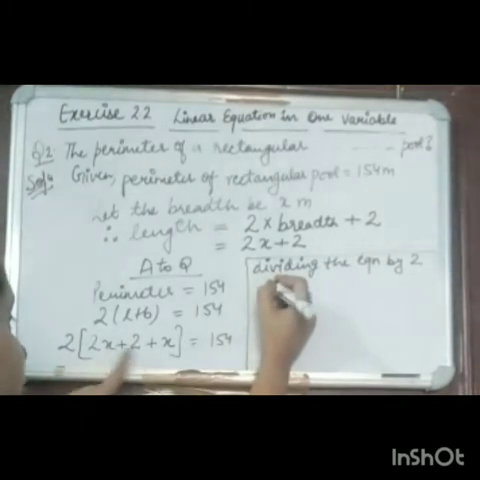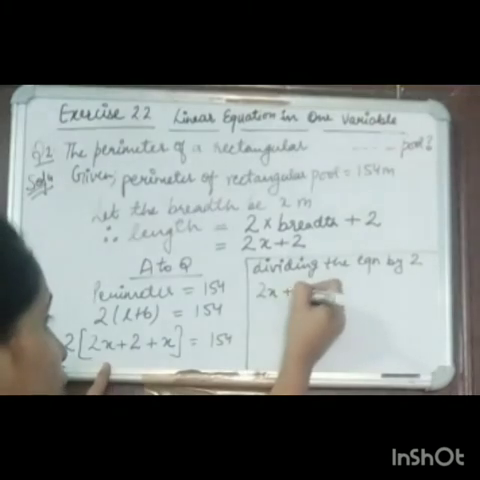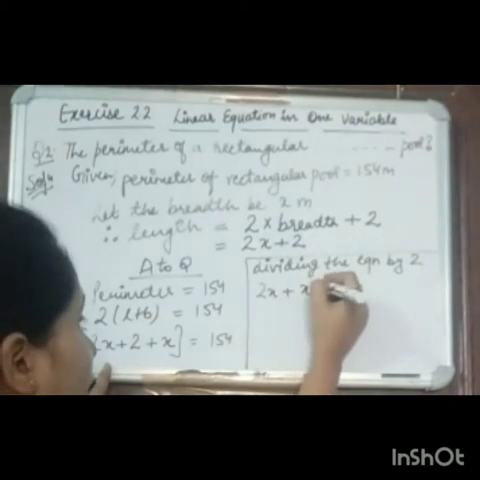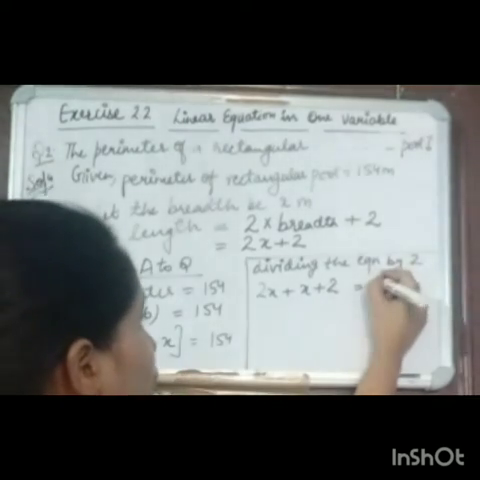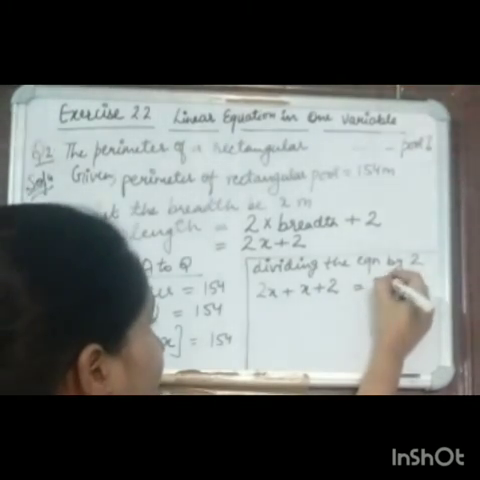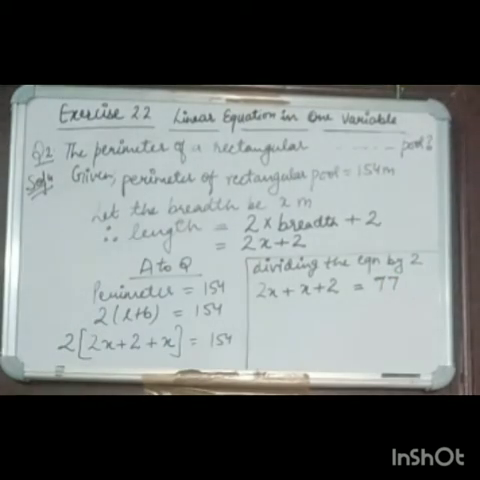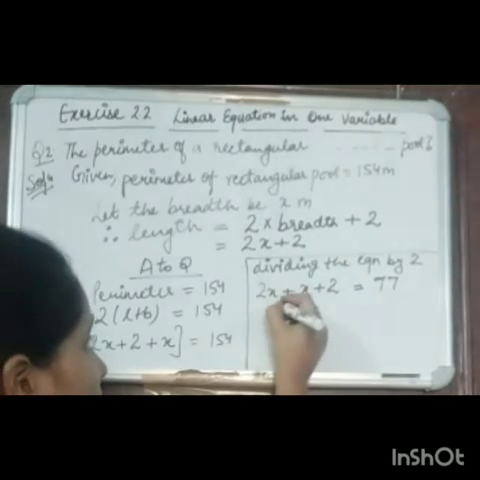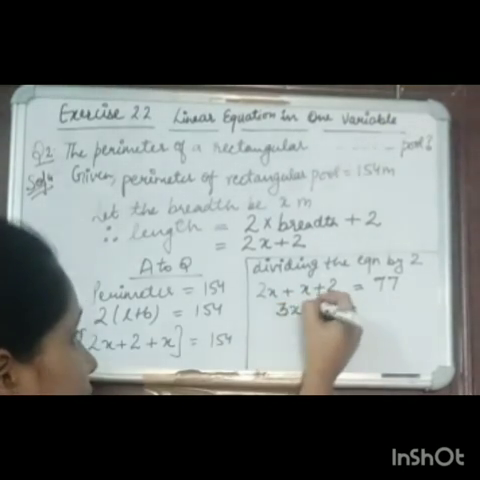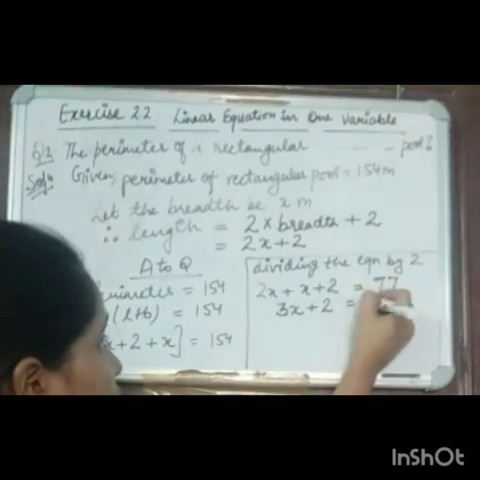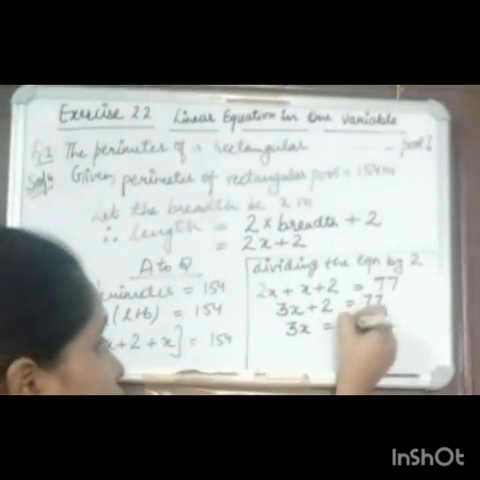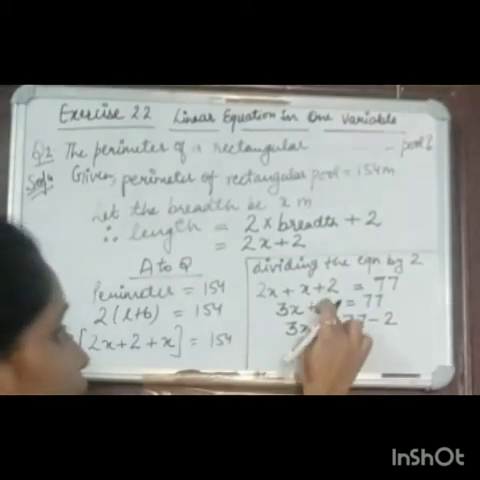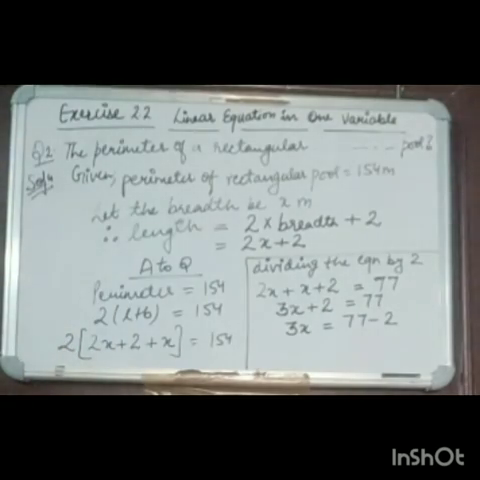What is remaining? 2x plus x I am writing together, and plus this 2 I am writing here, is equal to 2 sevens are 14 and again 2 sevens are 14, so 77. Now this one will become 3x plus 2 is equal to 77. Now 3x is equal to 77 minus 2. This 2 will transpose here and become negative.